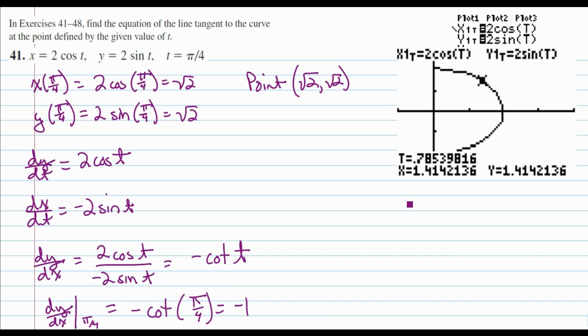So my equation of my tangent line is y minus the y coordinate equals the slope, which I found to be negative 1, times x minus the x coordinate. So here's the point square root 2 comma square root 2, and a slope of negative 1 looks like it would be tangent.